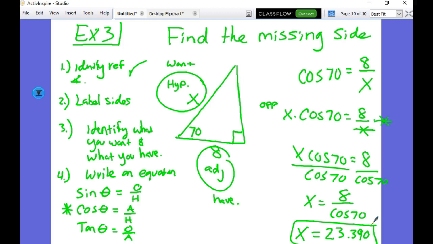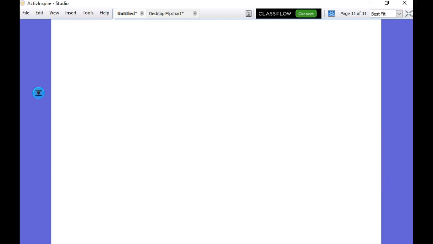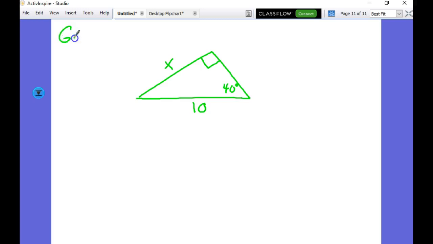So let's do another example. This time I'm going to let you guys walk me through the steps a little bit, and then I'll set you loose on a student practice. So here we go. Let's say that this is 10, and this is x, and this is 40 degrees. All right, go ahead and write that down. This is a guided practice.